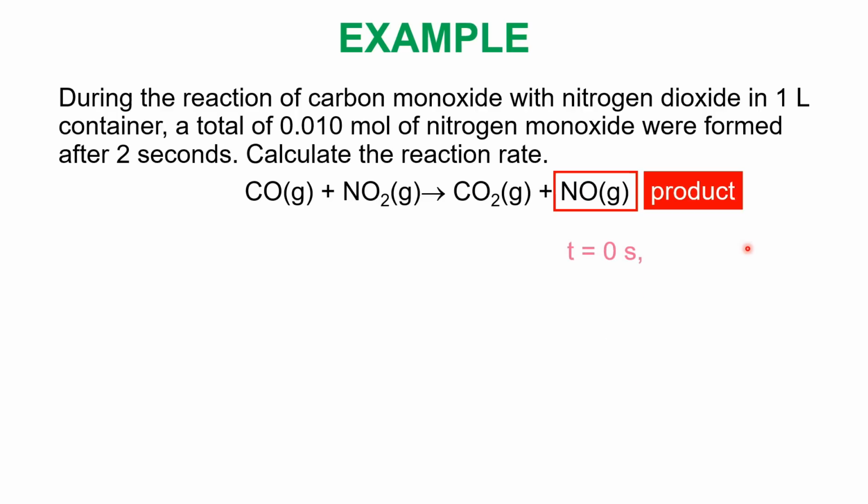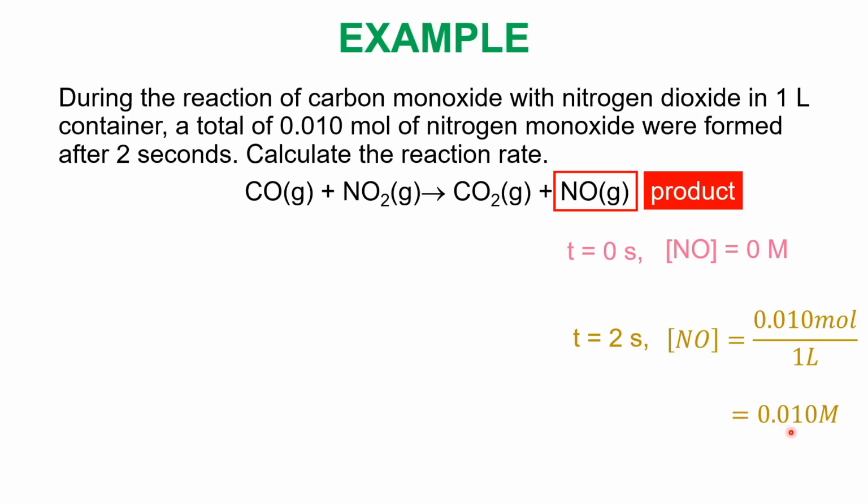So, at T is equal to 0 second, the concentration of nitrogen monoxide is 0 molar. This is because at T is equal to 0 second, the reaction has not started yet. In 1 liter container, a total of 0.010 mole of nitrogen monoxide were formed after 2 seconds. That means, at T is equal to 2 seconds, the concentration of nitrogen monoxide is 0.010 mole over 1 liter. So we get the molarity of nitrogen monoxide is 0.010 molar.